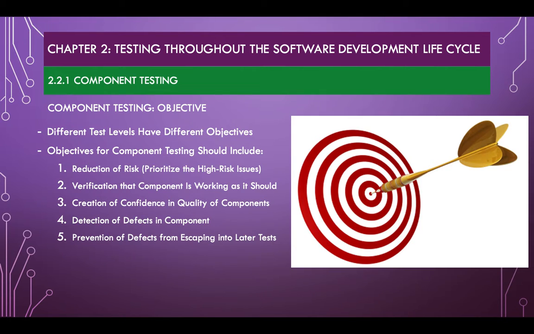Different test levels have different objectives, and the objectives for component testing should include reduction of risk, prioritizing the high-risk issues, basically anything that is more important, especially if you're doing something like medical or anything that involves privacy. Those are the issues you should always look at first. Also verification that the component is working as it should, creation of confidence in the quality of components, detection of defects in components, and prevention of defects from escaping into later tests. You always want to make sure that once you find the bug, you fix the bug before it leaks into the next step.